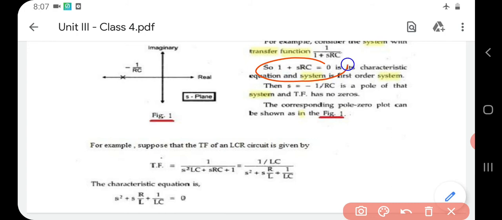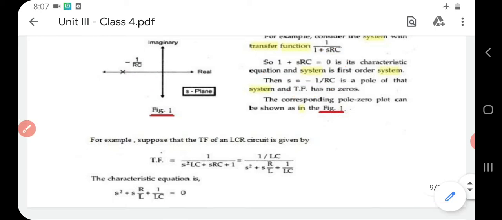So from here you can find s. What will be s here? Minus 1 by RC. So it is a pole, and here there are no zeros. So that pole is represented like here. How is a pole represented in the s-plane? With a cross. It is shown here.